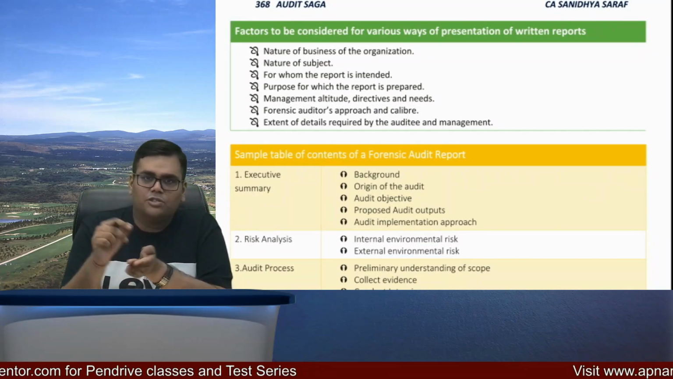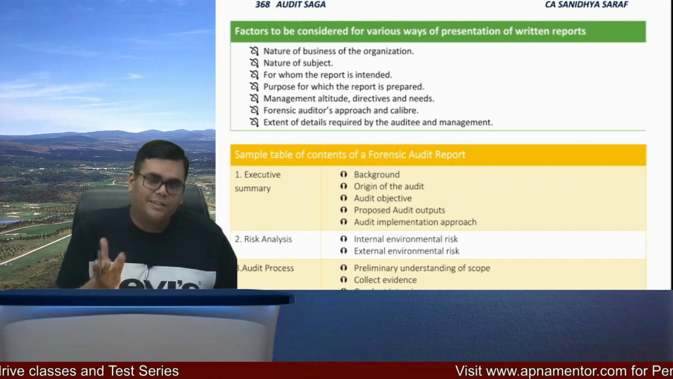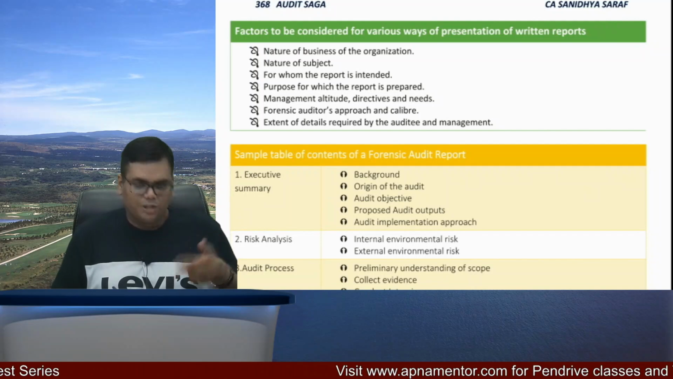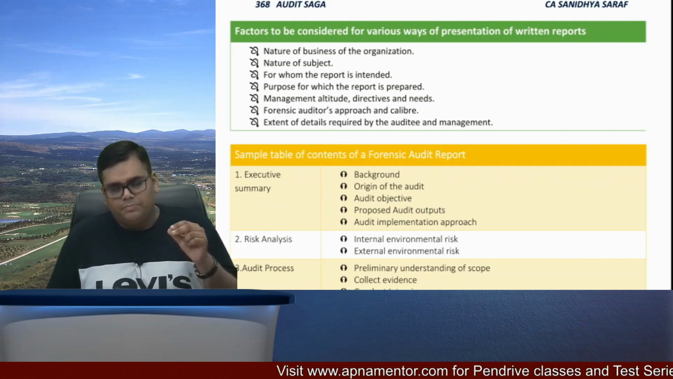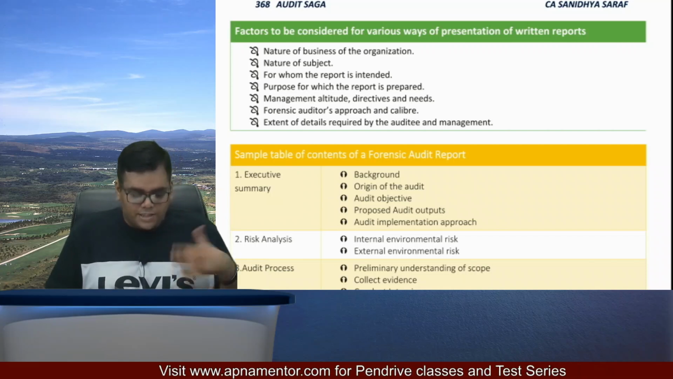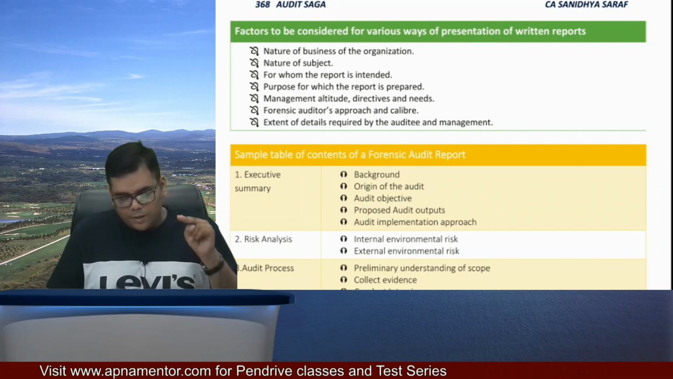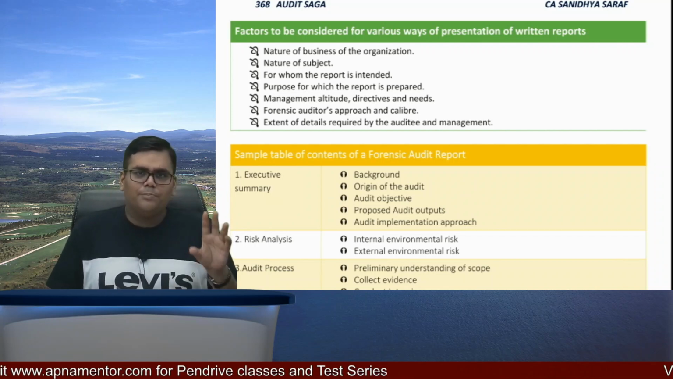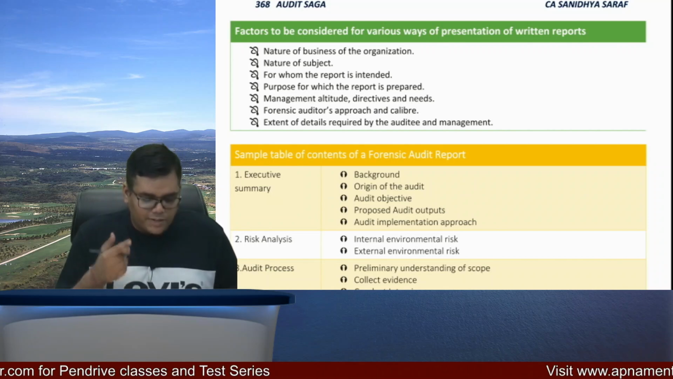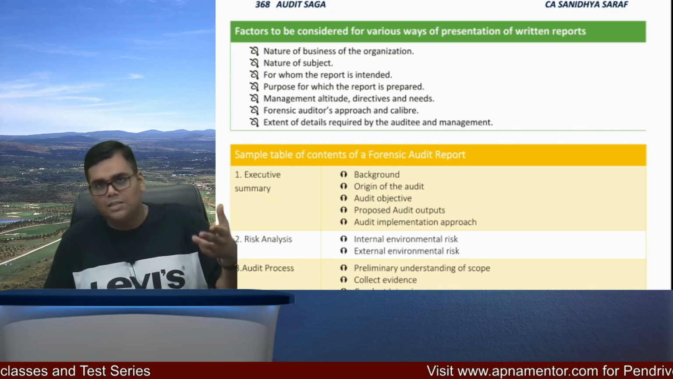For example, if an insurance company has asked him to submit a forensic audit report, he should understand the nature of the business is that they are falling into the insurance sector, the nature of subject. For example, in the example I had given you, the nature of business is related to the processing of claims. For whom the report is intended, the purpose of report, for example, once again, the purpose of report was the processing of claims, management attitude, direction and needs, because ultimately reporting is done to the management.